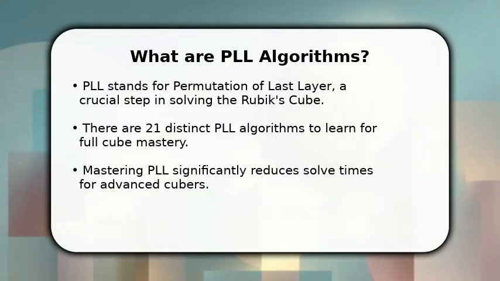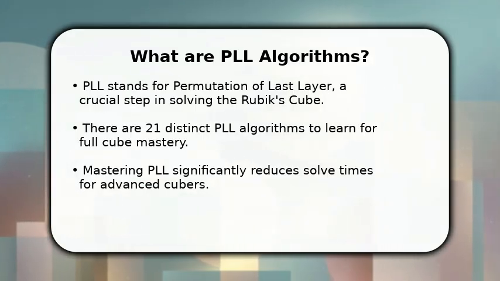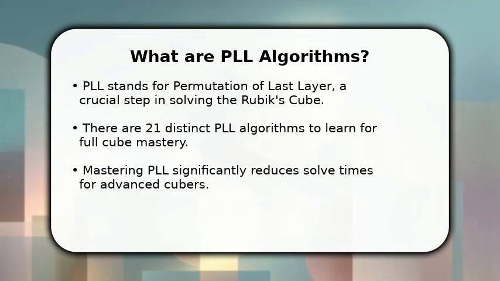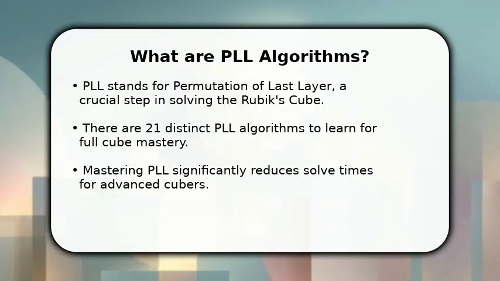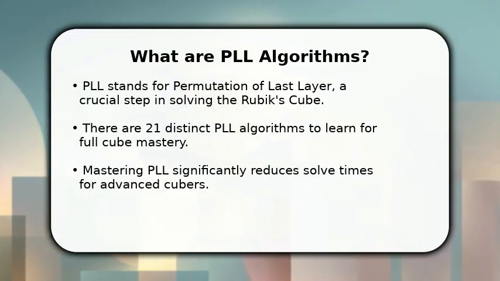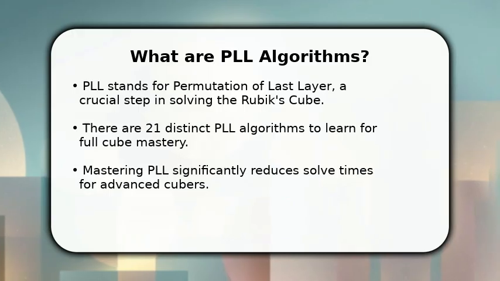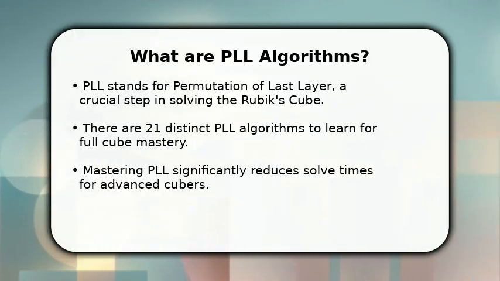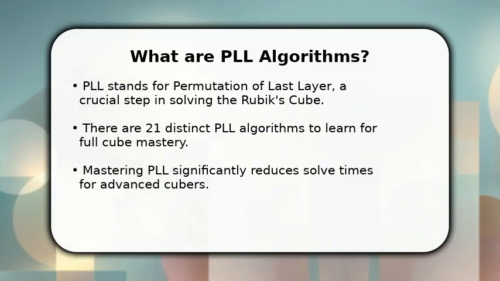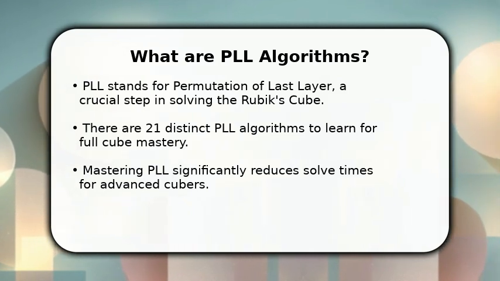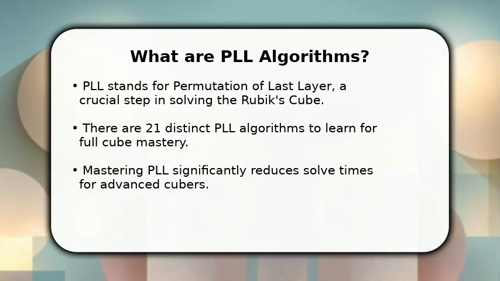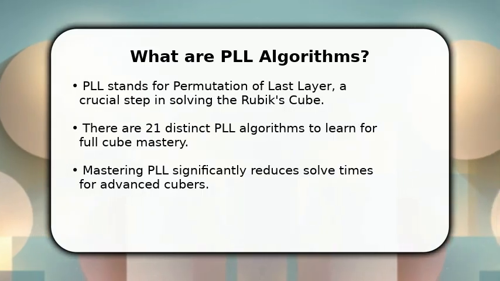In this video, I will explain how to learn PLL algorithms. PLL, or permutation of last layer, is a vital step in solving the Rubik's Cube, coming after F2L and OLL. These algorithms rearrange the last layer pieces without disturbing the first two layers. There are 21 distinct PLL cases, each with its own specific algorithm. Learning these will dramatically improve your cube solving speed and consistency. We'll break down effective learning strategies to help you master them efficiently.